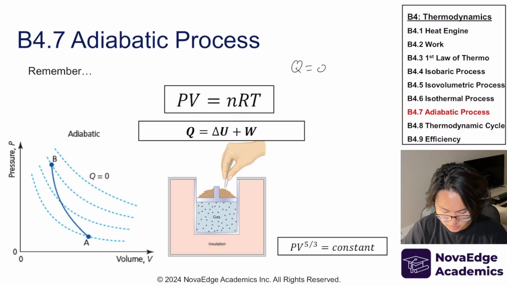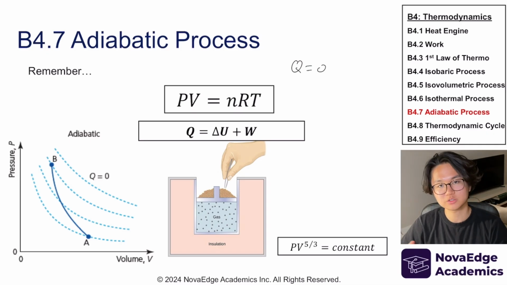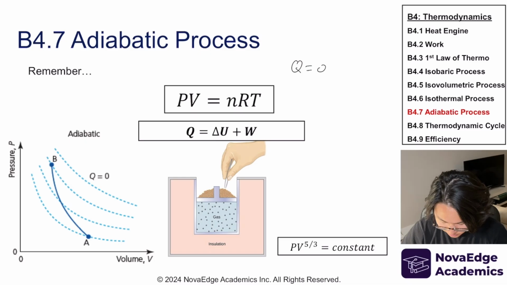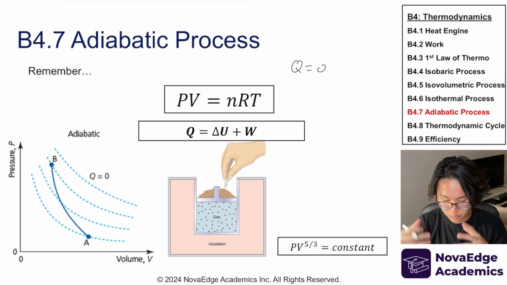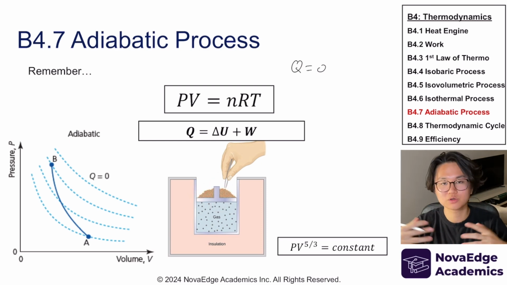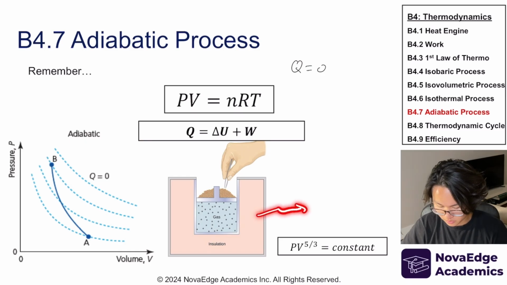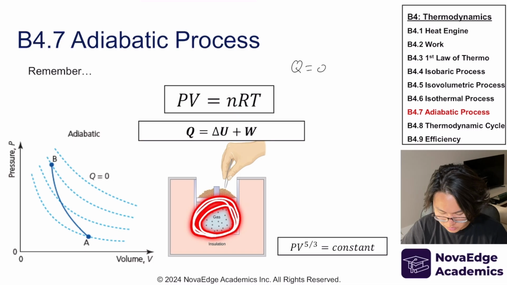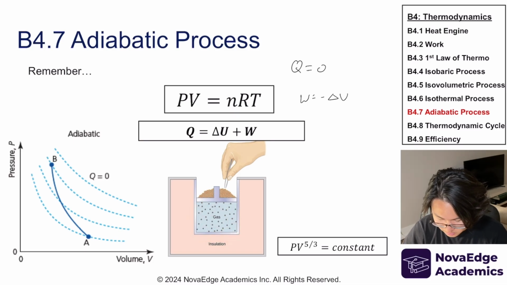So what does this mean? Well, it's about converting work into internal energy or internal energy into work. So as an example, if I put more weight onto the piston, I'm going to be compressing this, right? And that compression, that work that I'm putting in has to go somewhere. If it's not leaving by heat, then it's going to be increasing the temperature of the gas. And so that's going to be W is equal to negative delta U.